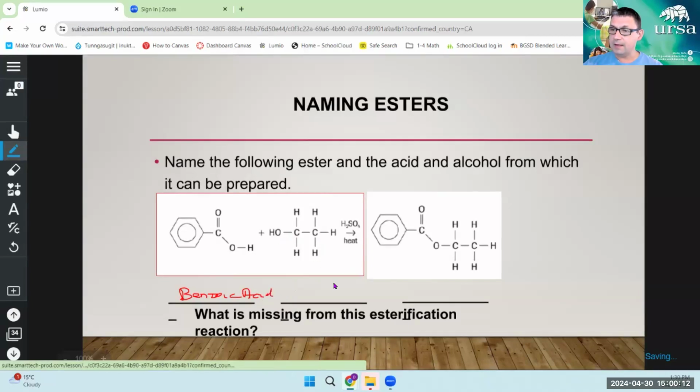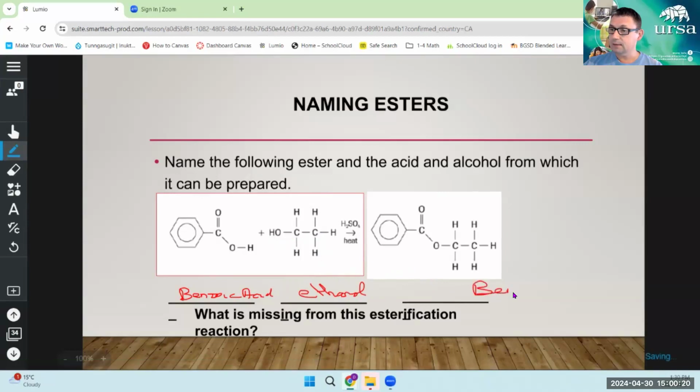Combining with methane, ethane, ethanol. The main part, the acid, becomes benzoate. Ethyl group. So it's ethyl benzoate. Of course, one of the products is water comes off as well.